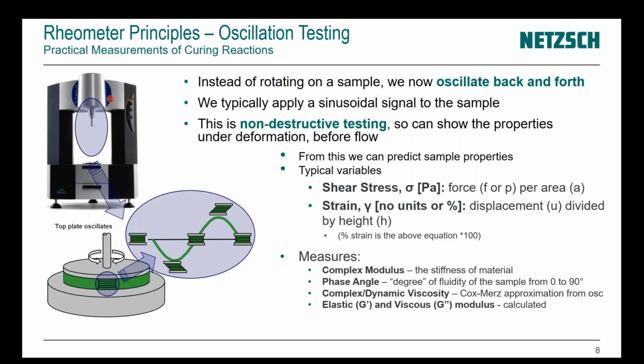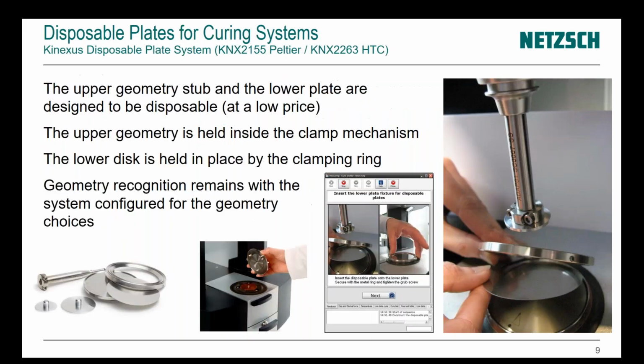So we oscillate, we twist, we go back and forth. Effectively we're applying a force, a stress, and then measuring the resultant movement, the strain. And we get to measure a few different material properties. Depending on your analysis preference, some people might like the complex modulus, others the phase angle, tan delta, maybe even looking at the Cox-Merz rule to get the complex or dynamic viscosity, or even G prime and G double prime. So how do we go about getting these material properties?